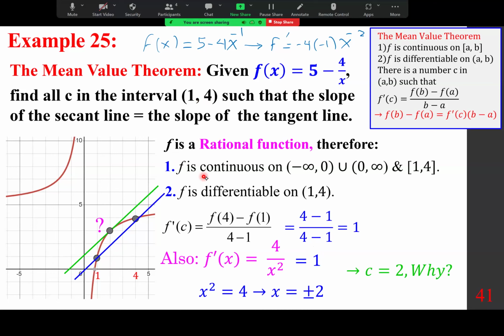And if you want to find the y coordinate for this point, you have to put it back into the original one. And c or x is 2. So if you put it here, this becomes minus 4 over 2, which is minus 2. 5 minus 2 is 3. So this point has coordinates 2, 3. Let me, in fact, write that. So 2 comma 3, because we put the 2 back into the original function.